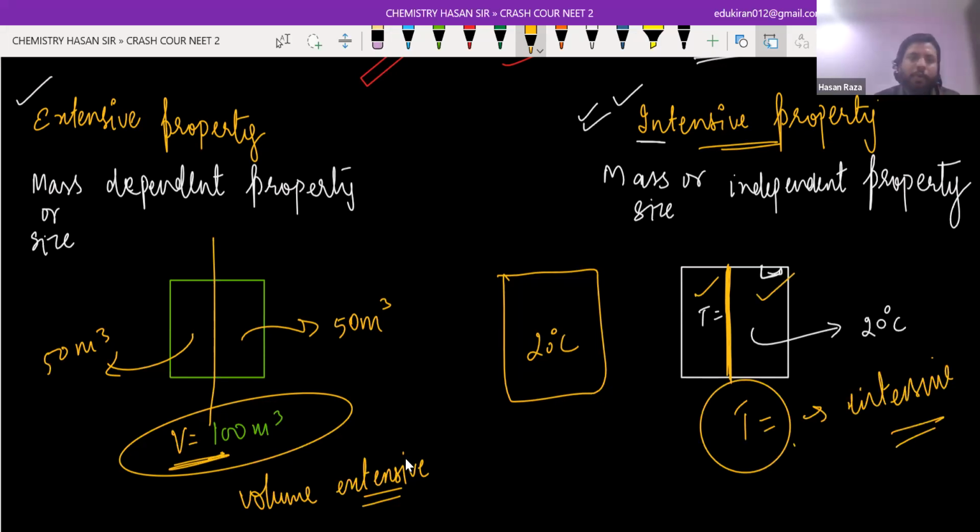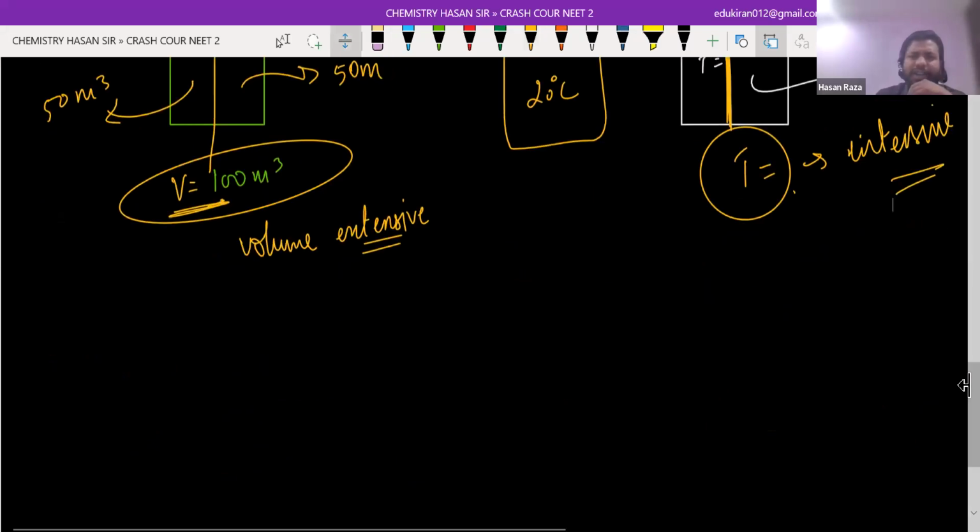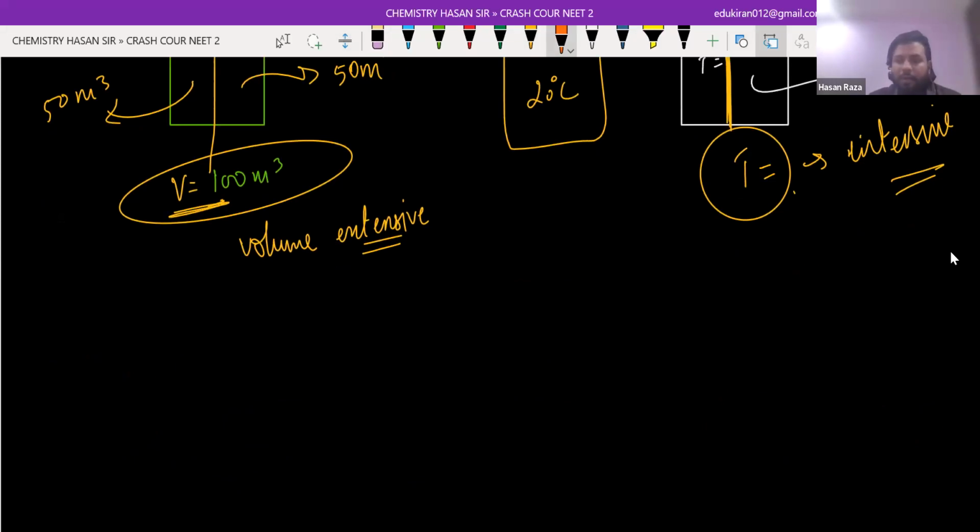Yes, sir. So any property which depends upon mass or size is an extensive property, and any property which is independent of mass or size is an intensive property. Whenever there is a question on which one of the following is intensive or extensive, some questions have been asked. If I ask you about mole, whether it is extensive or intensive, how are you going to decide? First, if you know it, you can easily do it. But if you don't know, just divide it. If it changes, just divide it. Just consider yourself as mole.